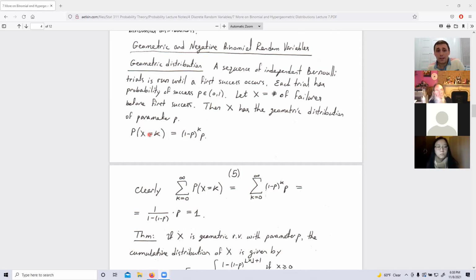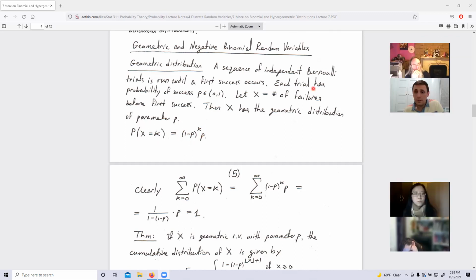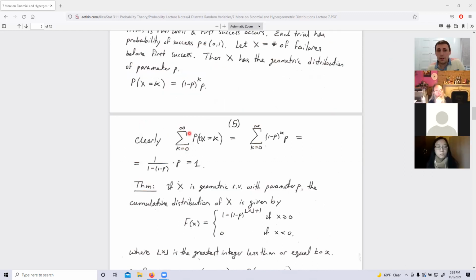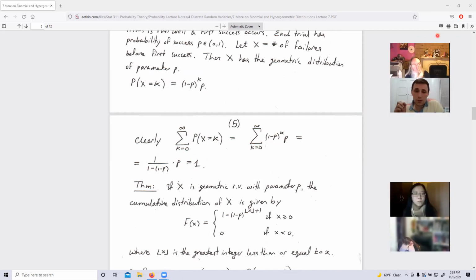So if you have k failures, that means we had k failures followed by one success. That's the probability. Good. Now let's sum them up. We could have 0 up to infinity failures. What do we get? We clearly get a geometric series, and it adds up to 1, as you can see. This adds up to 1 over 1 minus p times p, so that ends up to be equal to 1. So everything works well.